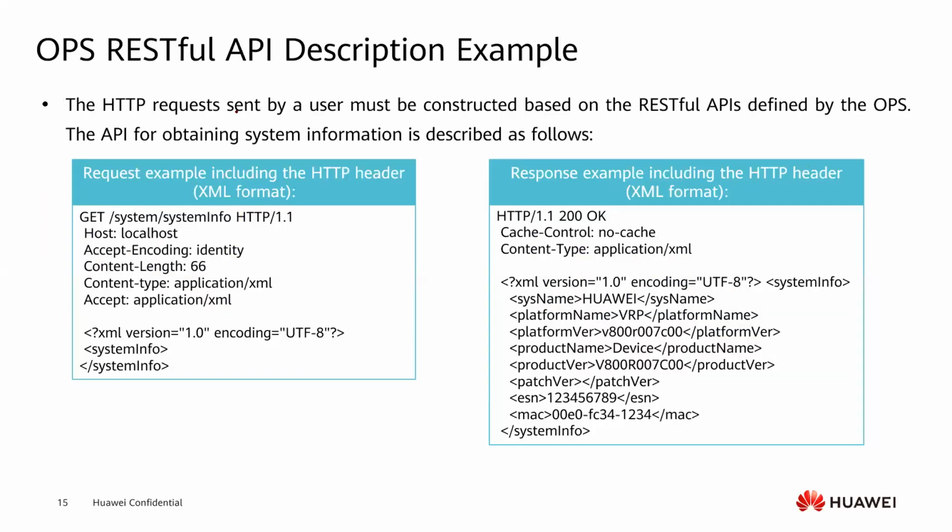Okay, let's look at the OPS API example. The HTTP request sent by a user must be constructed based on the RESTful API defined by the OPS. The API for obtaining system information is described just like this request example, including the HTTP header. The message is encoded in XML format.